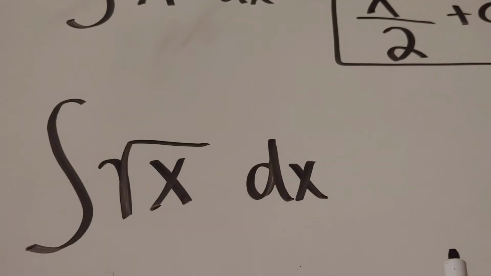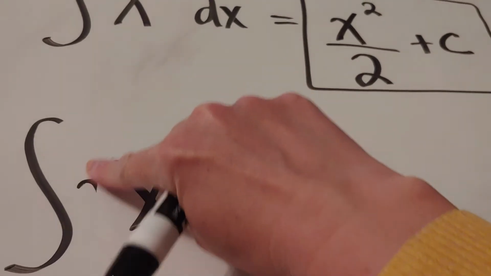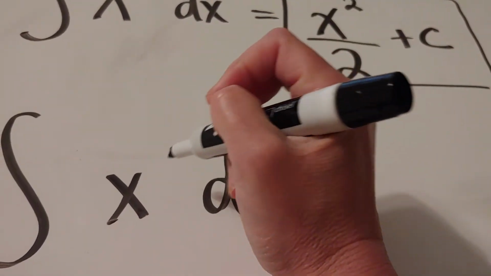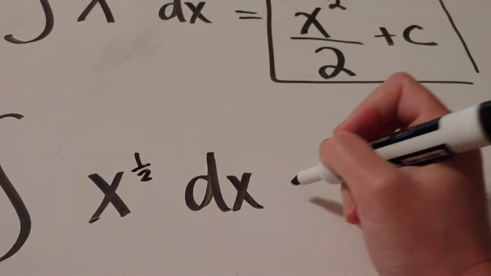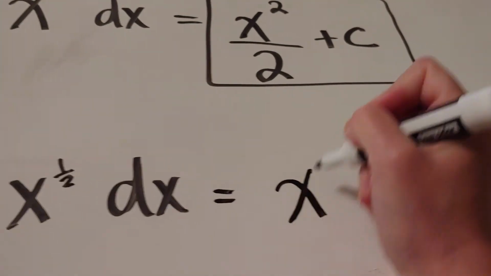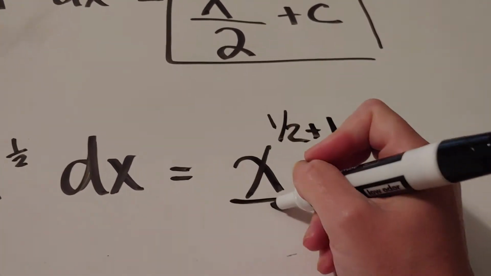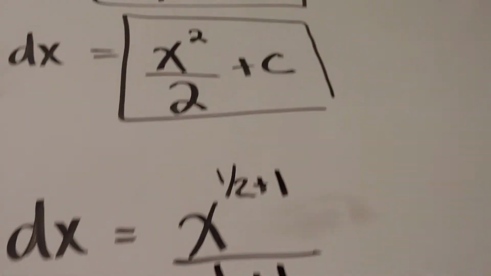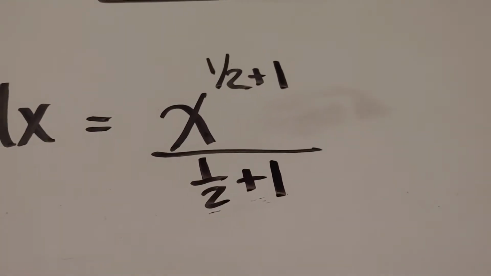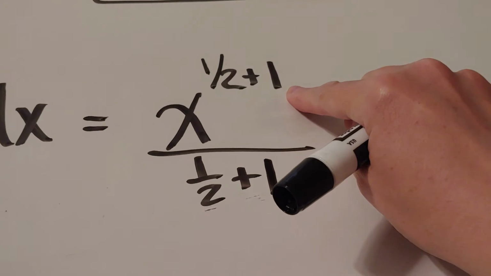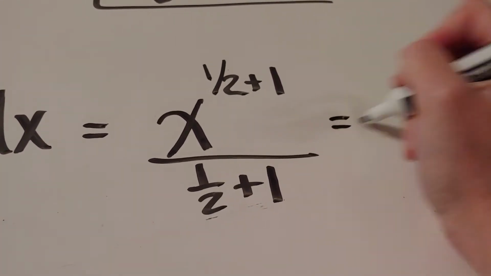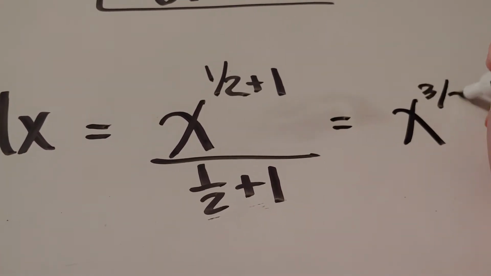Okay, well, what if I had the square root of x? Well, the square root of x, we know, is the same thing as x to the 1/2. We can still use our rule, but it gets a little bit messier. So x to the 1/2 plus 1 over 1/2 plus 1. Okay, so 1/2 plus 1 is 1/2 plus 2/2, which is 3/2. So this will be x to the 3/2.